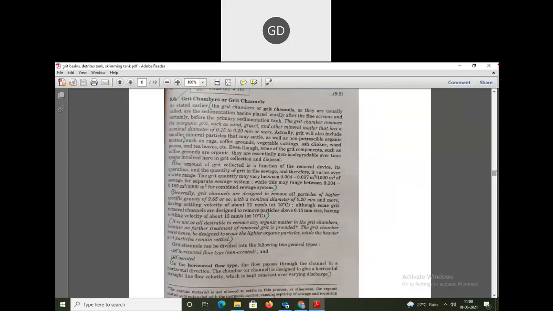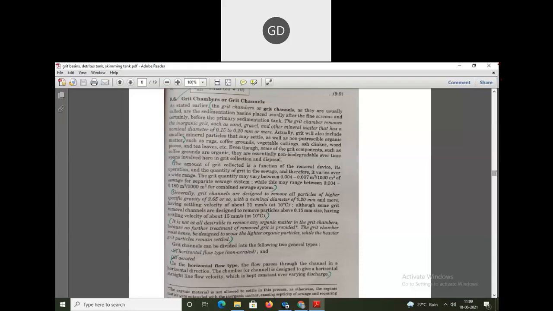Now coming to the grit chambers and the grit channels. Already I told you that the grit chambers are sedimentation basins, and they are placed in front of the wastewater treatment plant. These are after the fine screens. I mean, if the screening is done, after that the grit chambers are provided, and after grit chambers, your sedimentation process is there. So after the screening process and before the sedimentation tank, the grit chambers are provided.